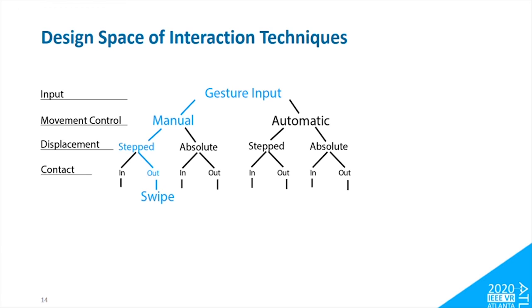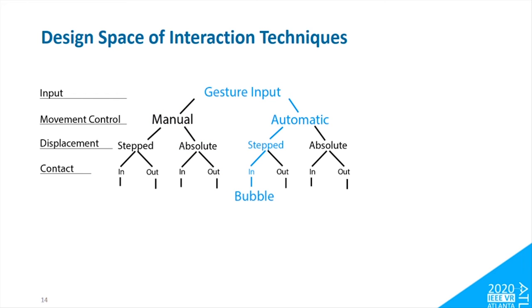gesture input, manual movement control, step displacement, and out-of-contact command. The second interaction technique, drag, is a combination of gesture input, manual movement control, absolute displacement, and out-of-contact control. The third interaction technique, bubble, is a combination of gesture input, automatic movement control, step displacement, and in-contact control.